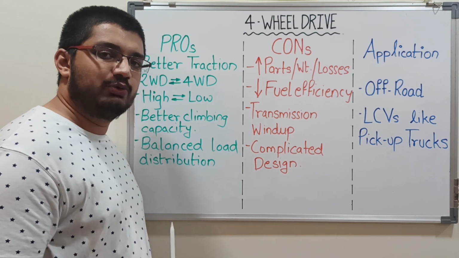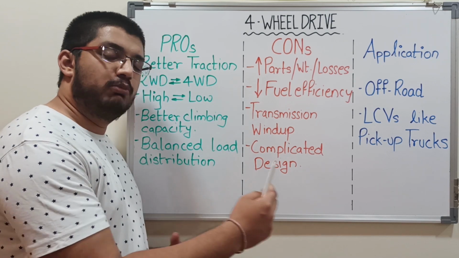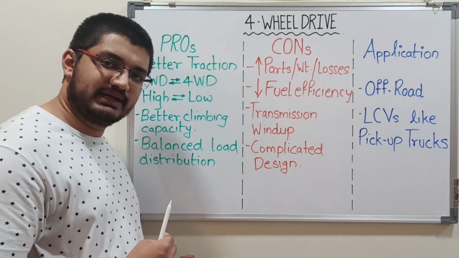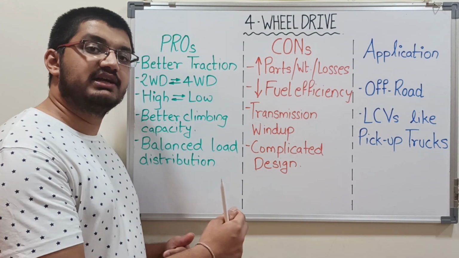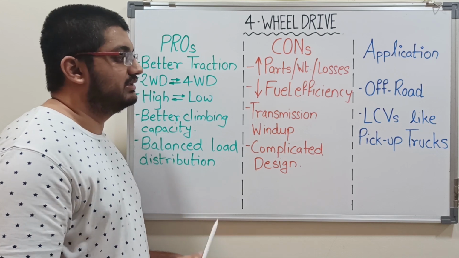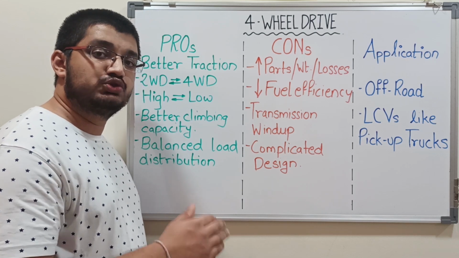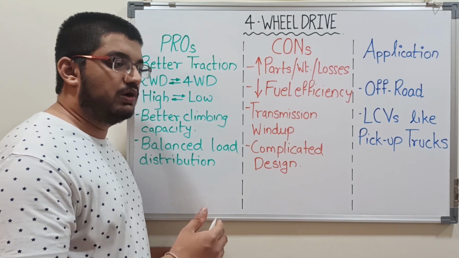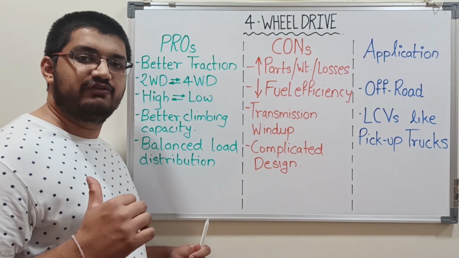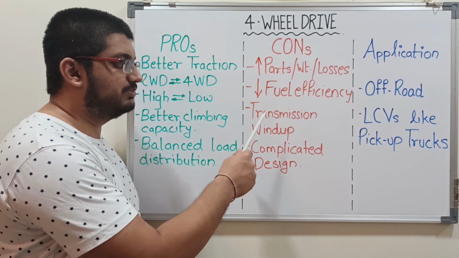concept called as transmission wind-up. So what happens when both the axles are driven, front axle and the rear axle, there might be a slight difference between both the speeds as the gearing to both the axles is different. This difference in speed leads to buildup of torque in one of the axles. Like the slower axle resists the faster axle. This is called as transmission wind-up.